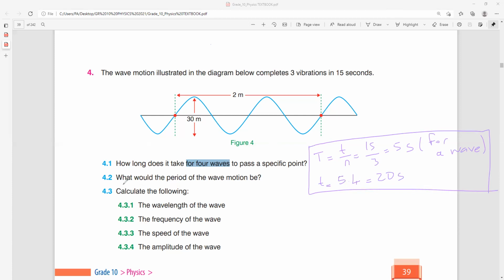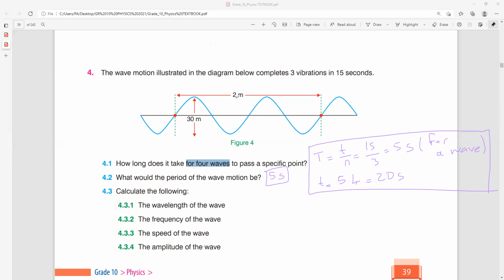Another question, people, what would be the period? They're asking for the period, but we already calculated it here, 4.2. This period is 5 seconds. Directly we can write, we already calculated 5 seconds. Next question, wavelength of the wave. Can you please try?